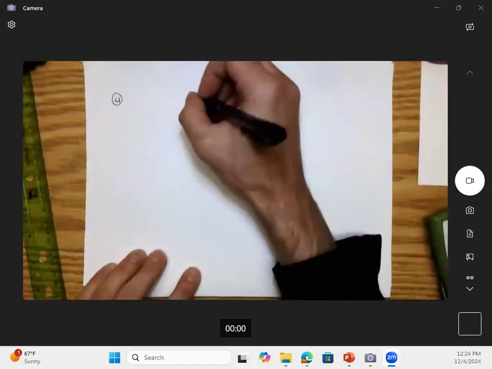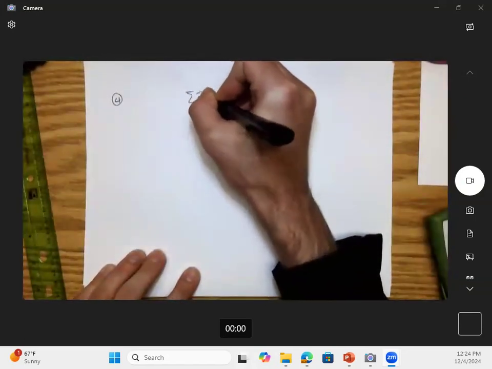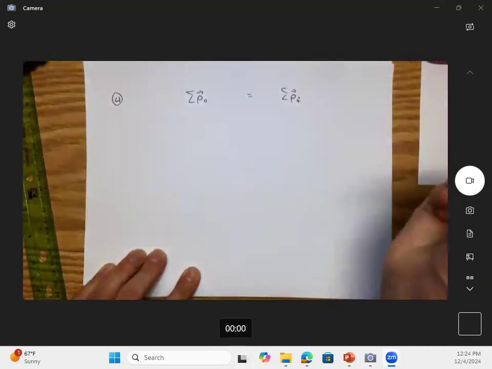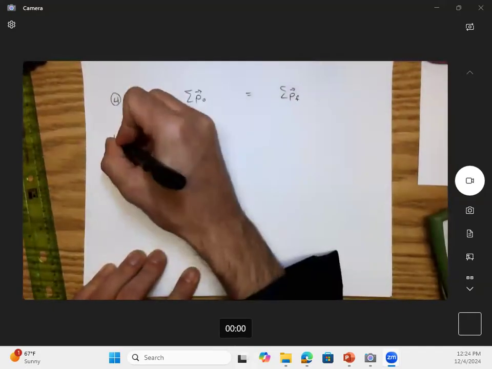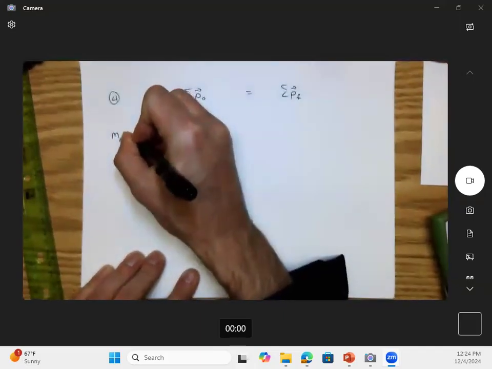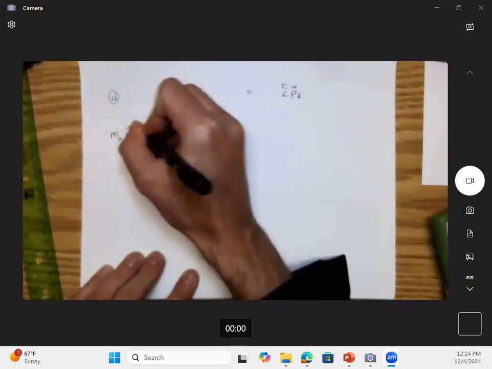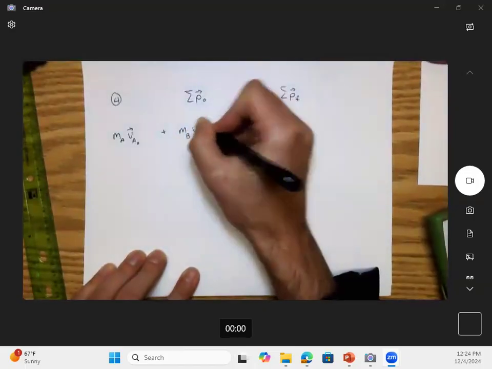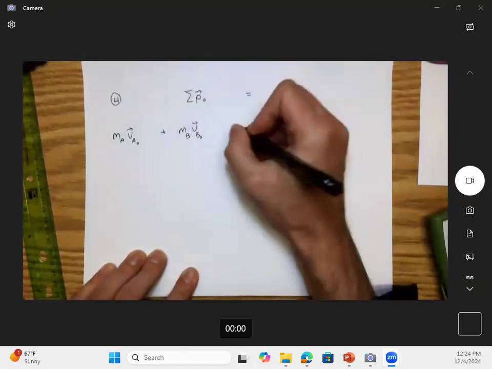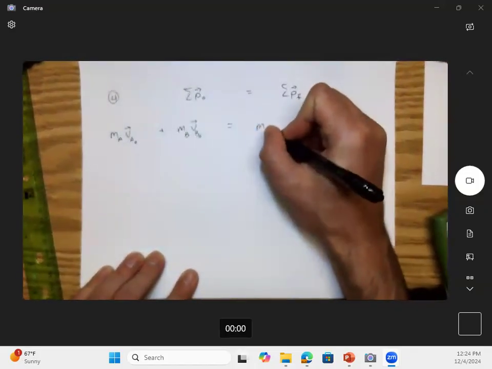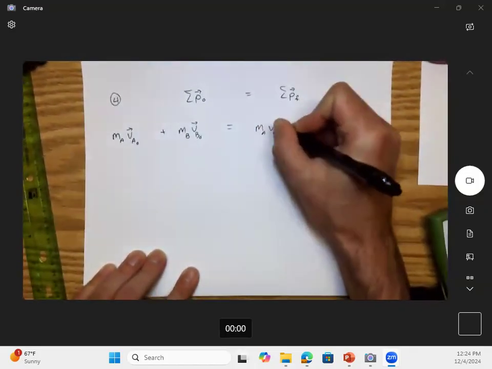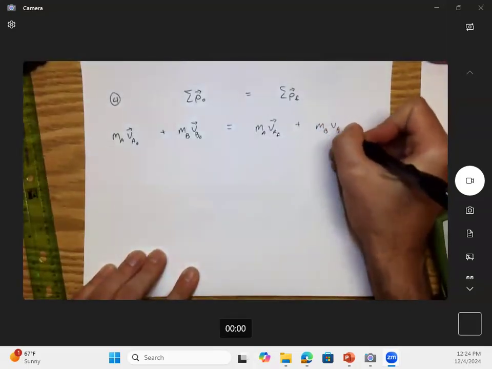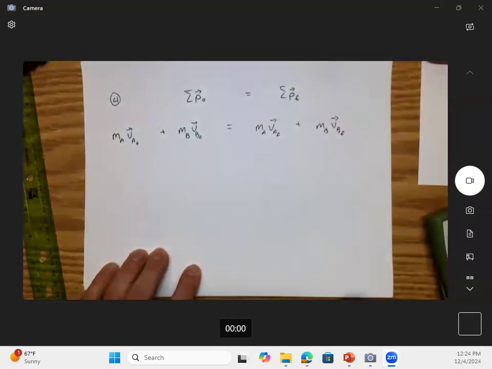And so here's your framework: sum of momentum before the collision equals sum of momentum after the collision. Momentum, of course, is mass times velocity: mass A, velocity A initial, plus mass B, velocity B initial. I'm saying plus because that's the sum of. Then equals mass A, velocity A final, plus mass B, velocity B final. So there's your framework right there.